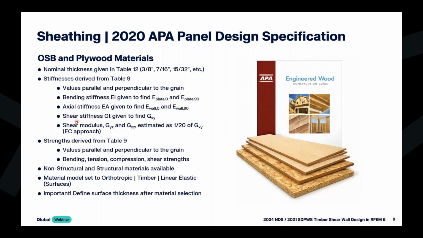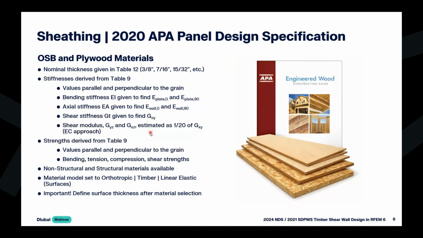We were also given the axial stiffnesses in table 9 based on EA. Again, we could back calculate here, and we could determine the modulus of elasticity, E wall 0 and E wall 90. So again, we have two different stiffnesses used depending if it's in bending or axial. What we denote here as plate or wall. The shear stiffness was given as GT, so function of the thickness. Again, very easy to back calculate to find the in-plane shear modulus GXY. So again, this is the in-plane shear modulus.